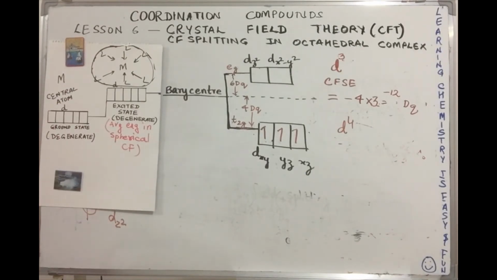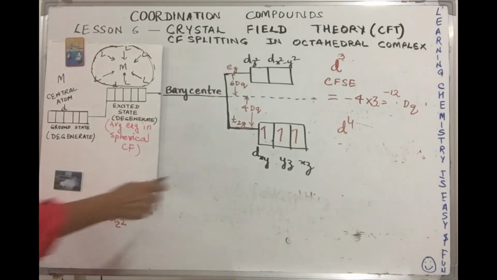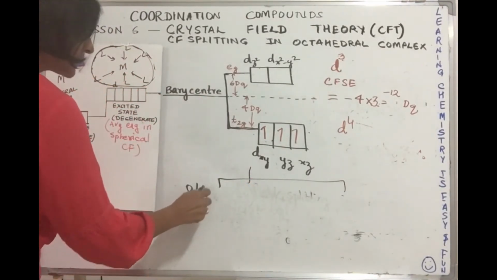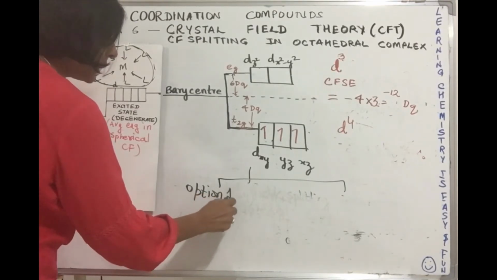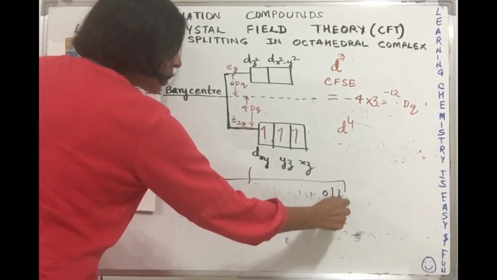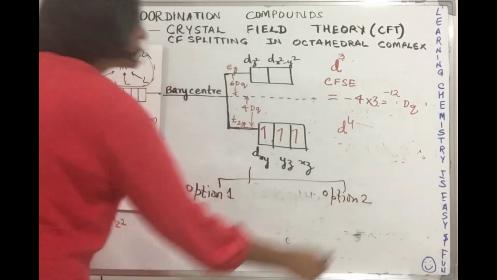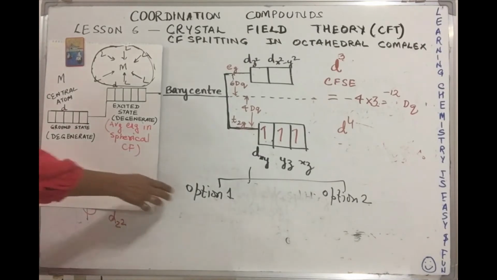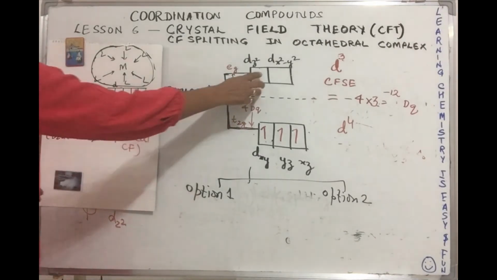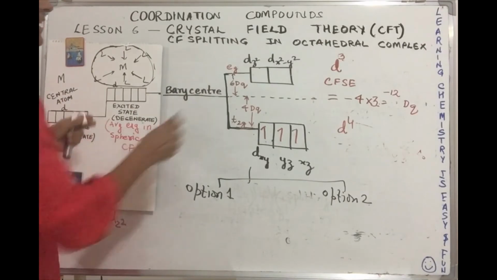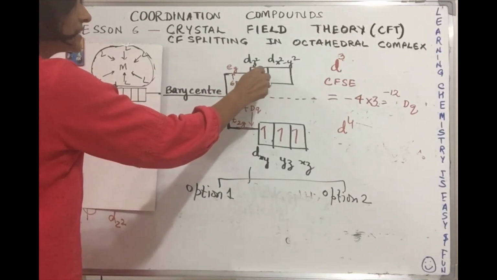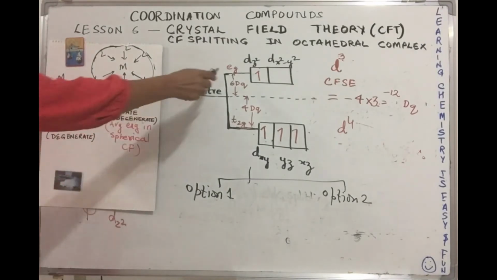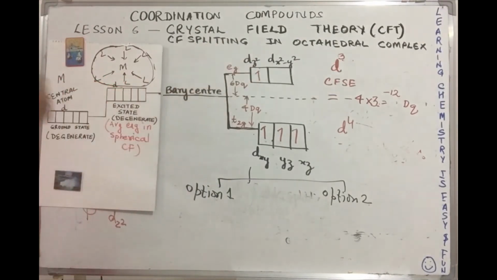Now here, something interesting happens. Actually, both the possibilities are possible. Option 1 and option 2. Right? What are those two options? Option 1, the electron goes and enters into the dz square orbital, into one of the EG orbitals.